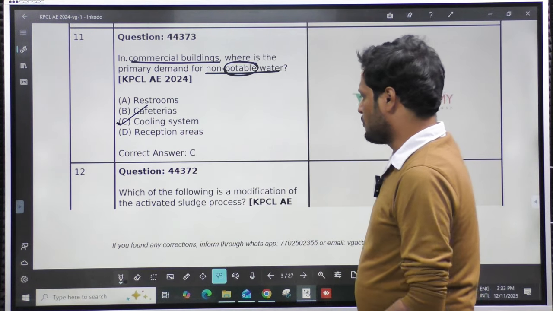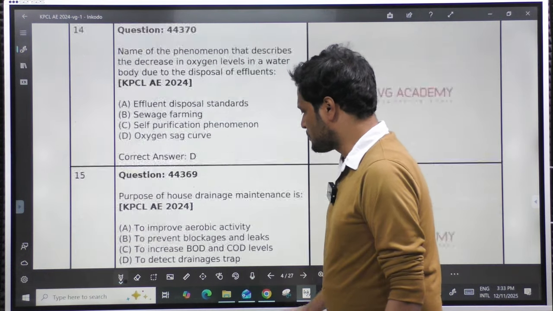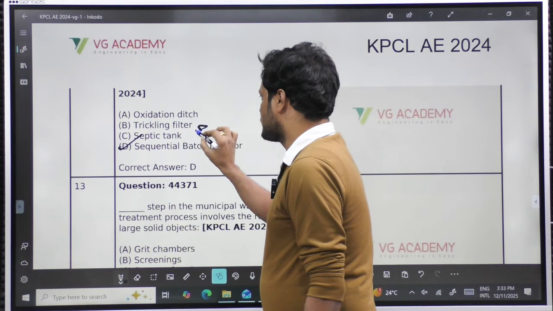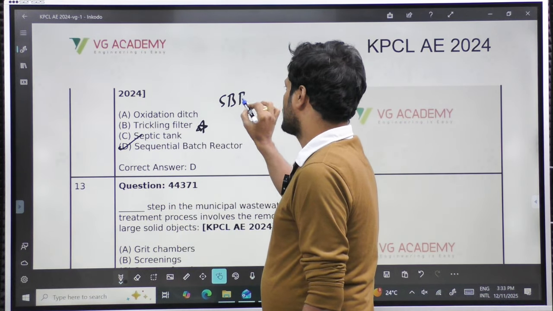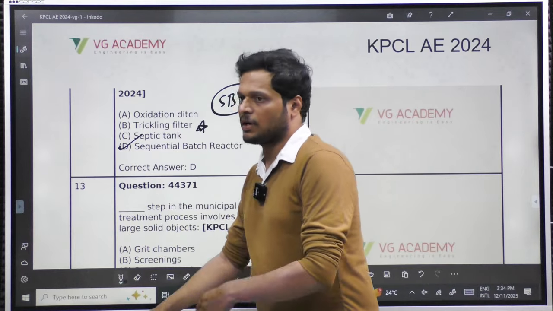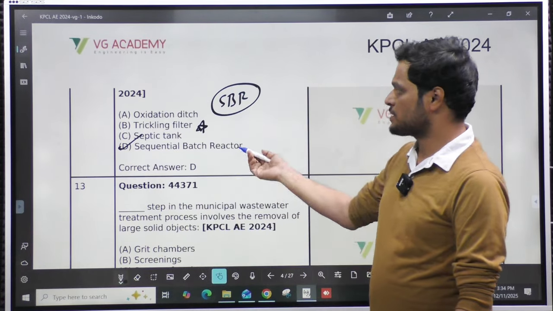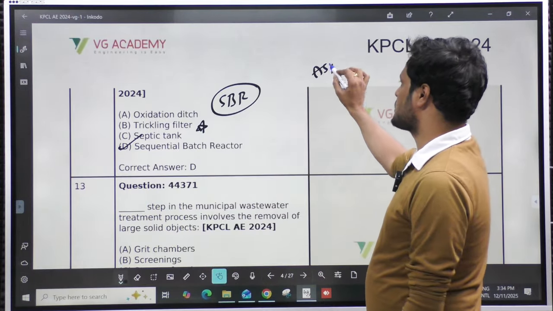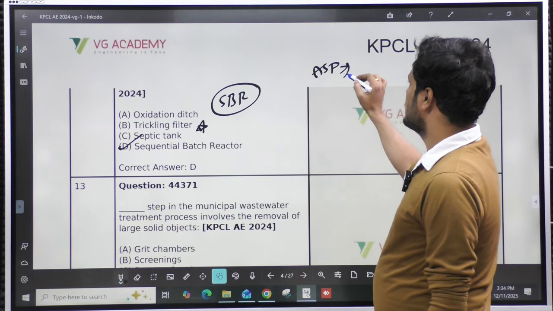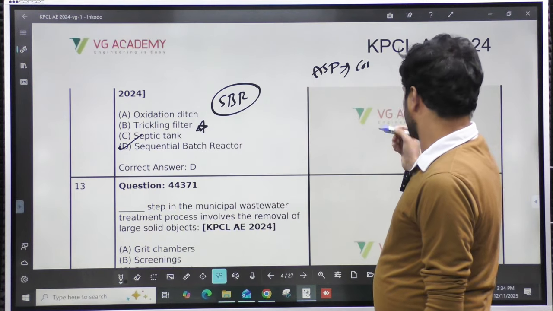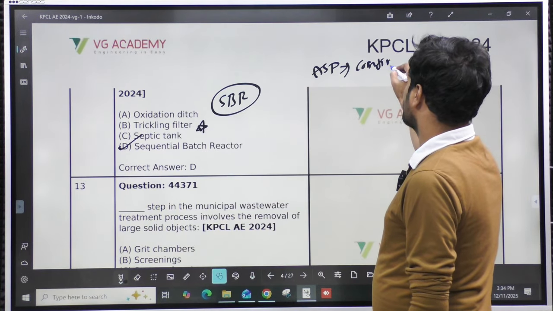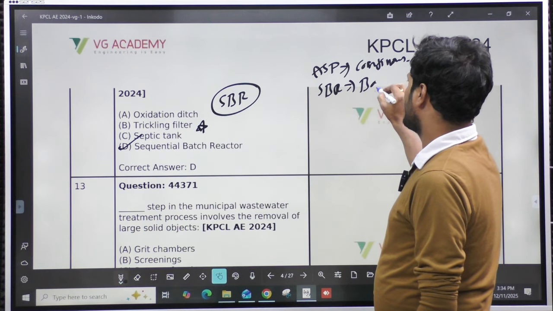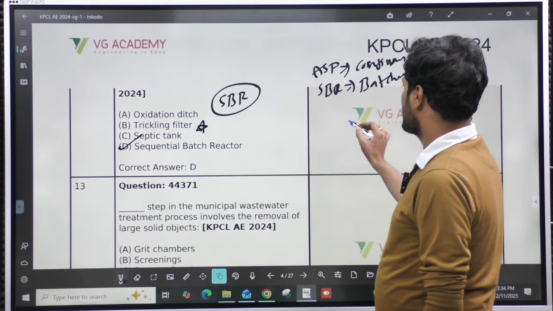Which of the following is a modification of activated sludge process? Sequential batch reactor, SBR. Recently in Hyderabad, Ambarpet, one of the biggest STPs was opened. That is based on sequential batch reactor only. The concept is exactly similar to the activated sludge process. The main difference is it is not operated continuously. The activated sludge process is continuous, but sequential batch reactor operates in batches.